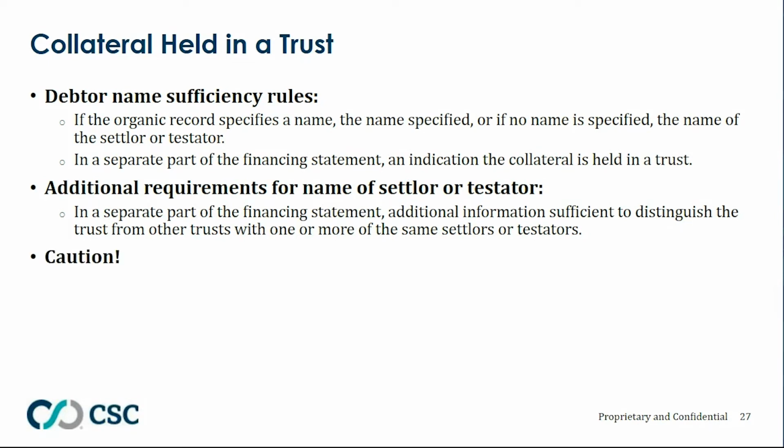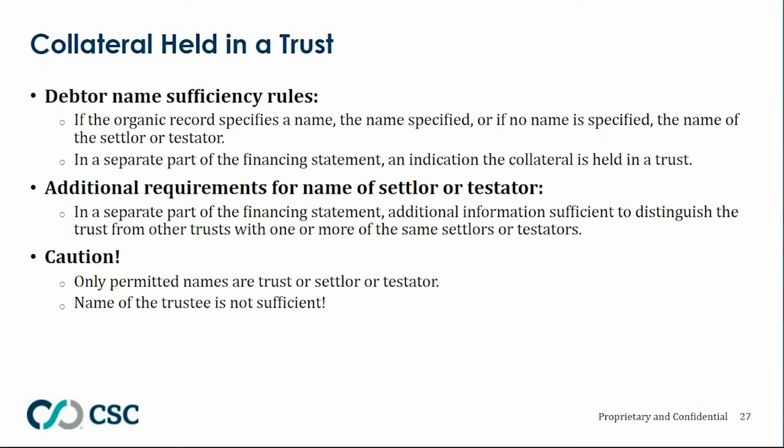The only permitted names are the name of the trust or the name of the settlor or testator. Those are the two. But in reality, the debtor is the trustee. The trustee is the one who holds the property. Well, that may be, but the name of the trustee is not sufficient as the name of the debtor, even though the trustee is the one that probably granted the security interest. The trustee name may be used for other purposes, but not for purposes of the financing statement.